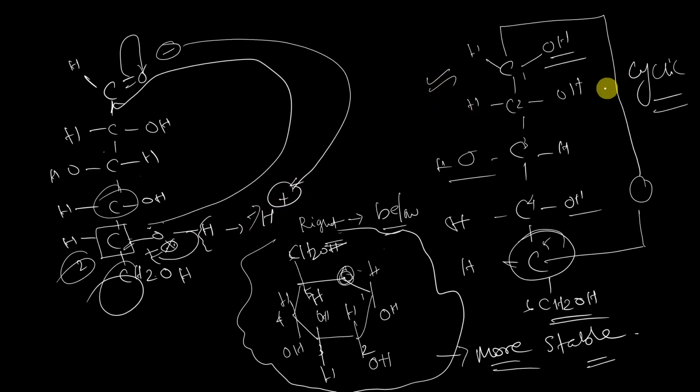This is a cyclic structure. If we write the same structure in a ring manner, the ring is like this, and the point we have to note down here is the right hand side. The groups which are on the right hand side should be written below the plane, right? So I think this is the end of the structure.